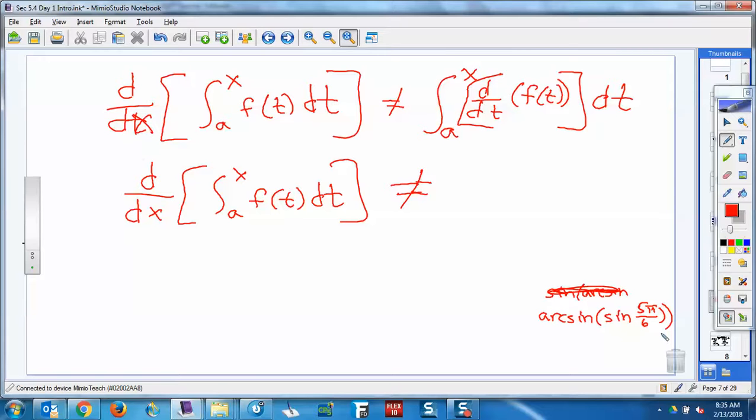Go into your trig menu there and do the arcsine, or sine⁻¹, of sine of 5π/6. And what does it give you? It gives you π/6, right? 5π/6 is over in quadrant 2. Sine of 5π/6 is 1/2. The arcsine of 1/2, the angle whose sine is 1/2, gives you π/6.